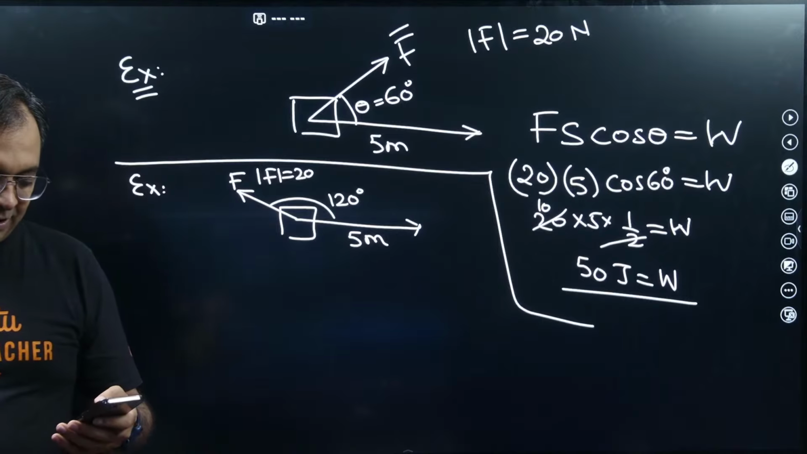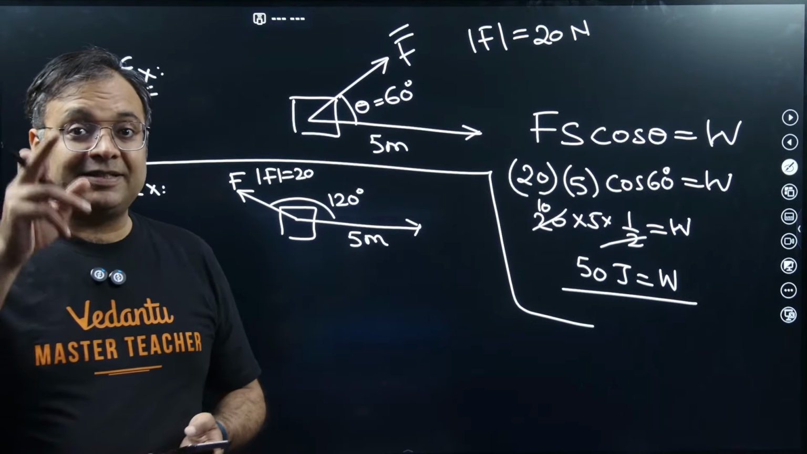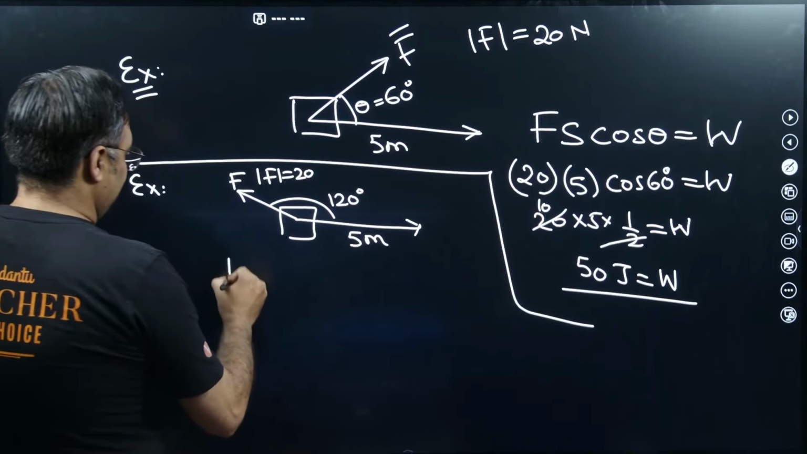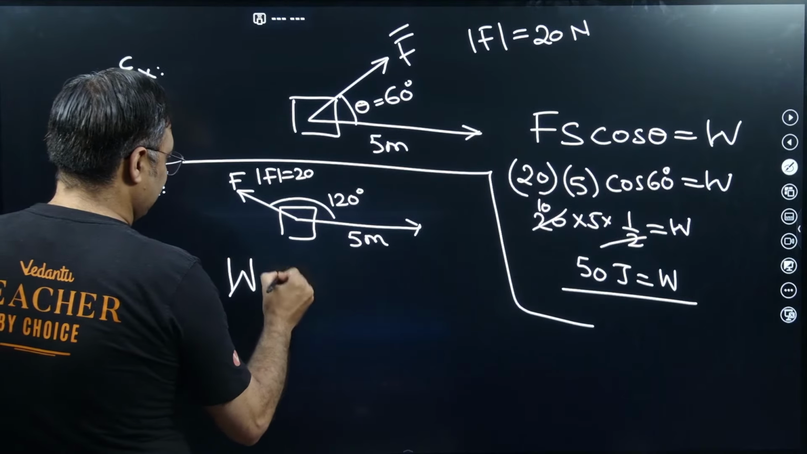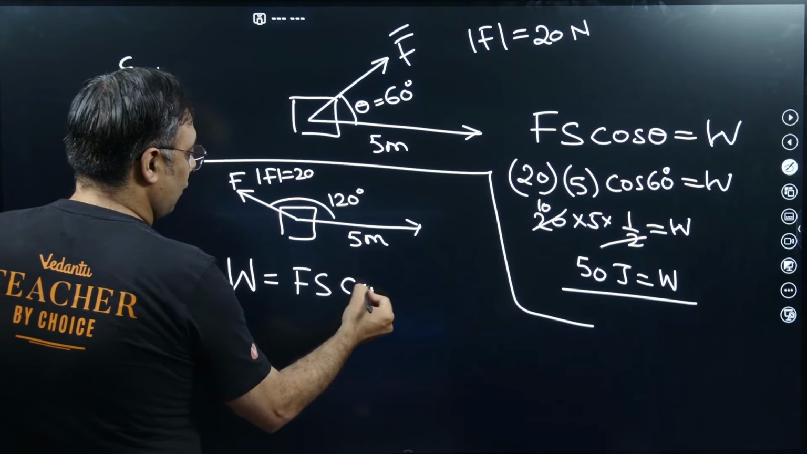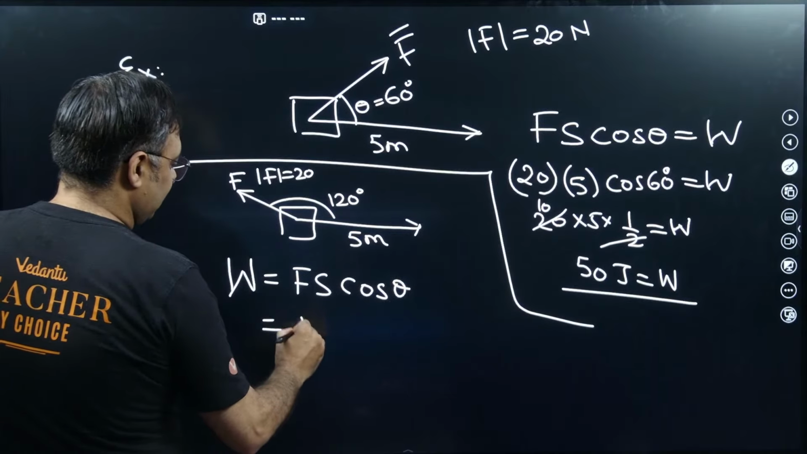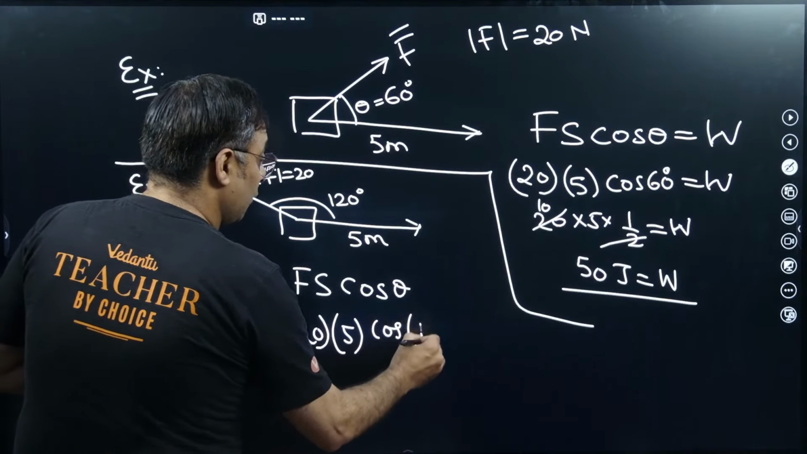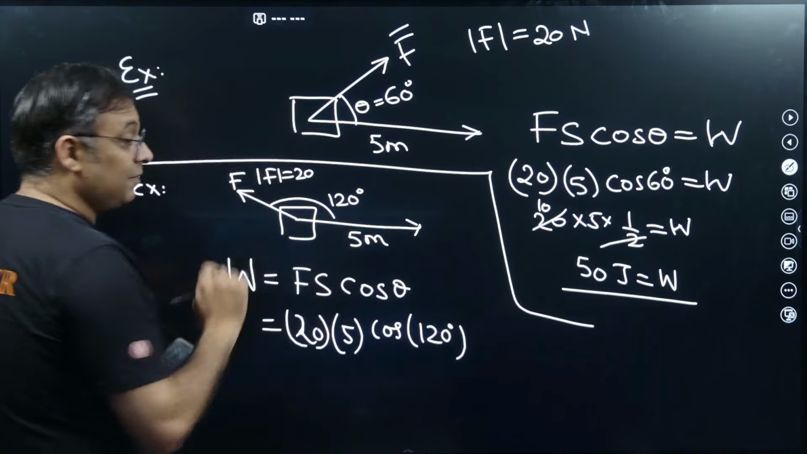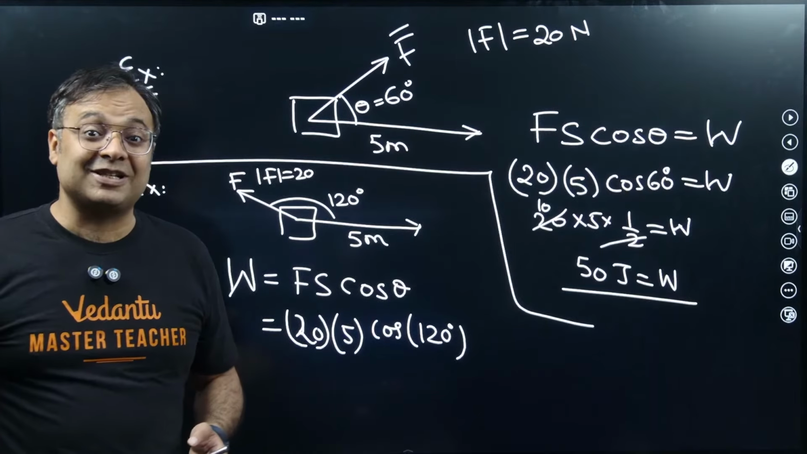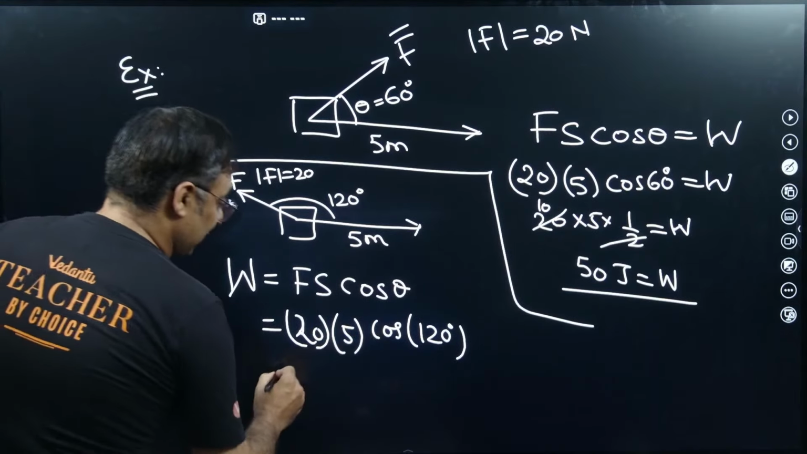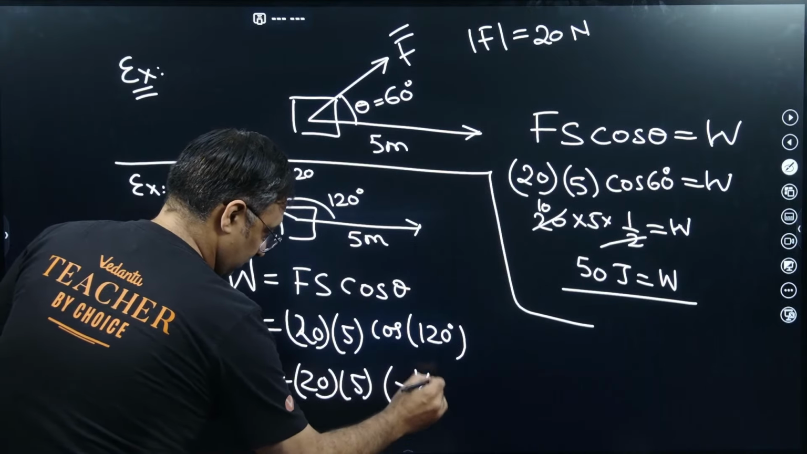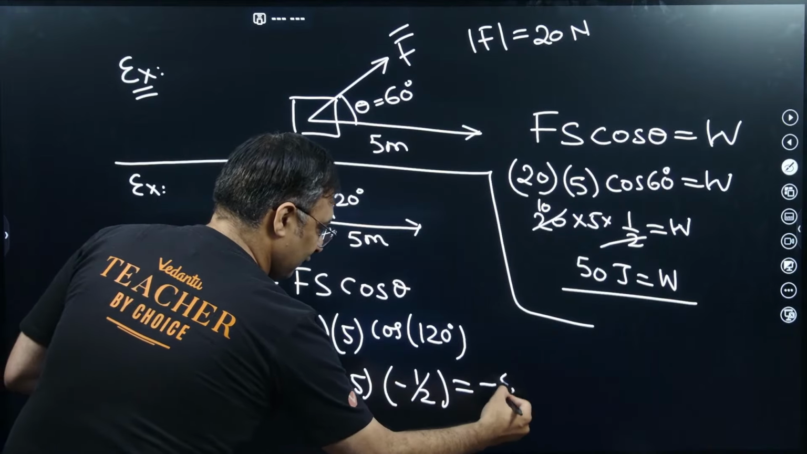Come on. Very good, Sanyam. Now the answer is minus 50 joules. Why did the negative sign come? Because work done by the force F is equal to F into S into cos theta. Now you can see it is 20 into 5 into cos of 120 degrees, because the angle between the force vector and the displacement vector is 120 degrees, and cos 120 is minus half. So you get the answer as minus 50 joules.